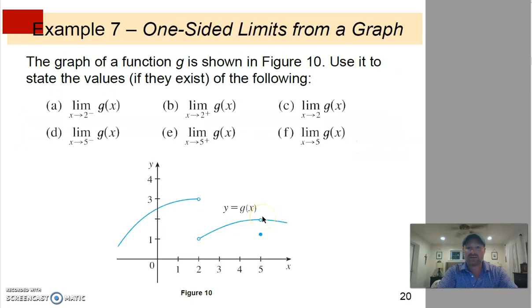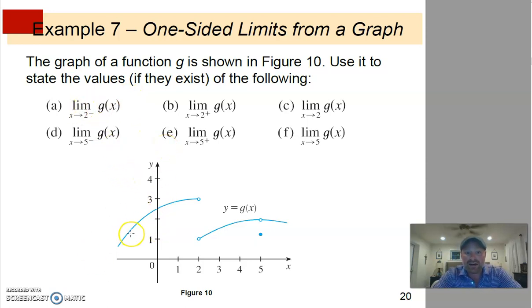We just have a couple examples here to help us better understand that. So, the limit as x approaches 2 from the negative side, and approaching 2 from the positive side. We're approaching 5, approaching 5. Basically, use the graph to state the values if they exist. So does the limit exist?